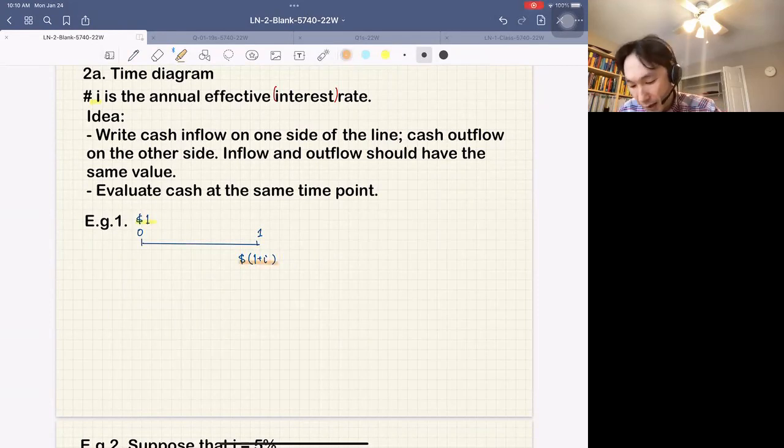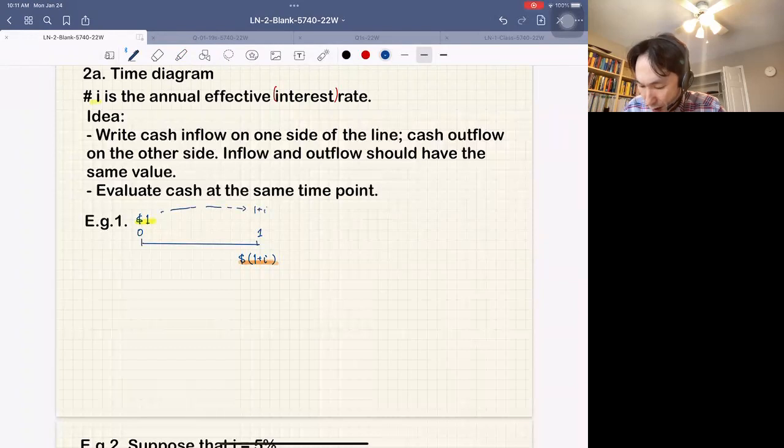Then after that, the balance is 0. Or we can say that the value of this $1 and the value of this 1 plus I dollars is the same. If we use the same time point, this 1 becomes 1 plus I, or you can say this 1 plus I dollars is worth $1 at time 0. So this time diagram is correct.